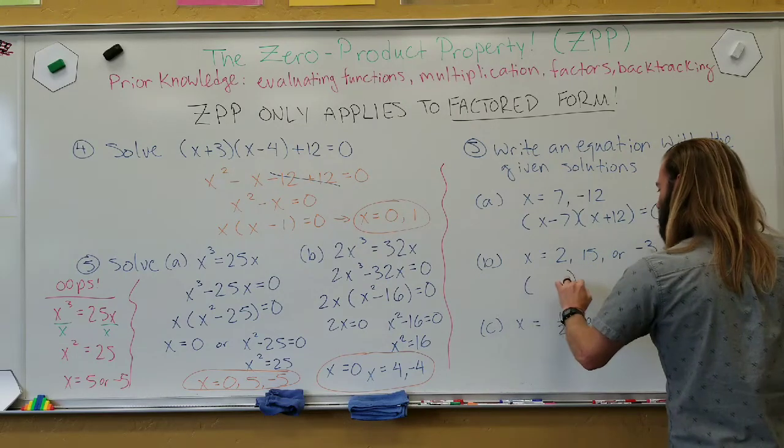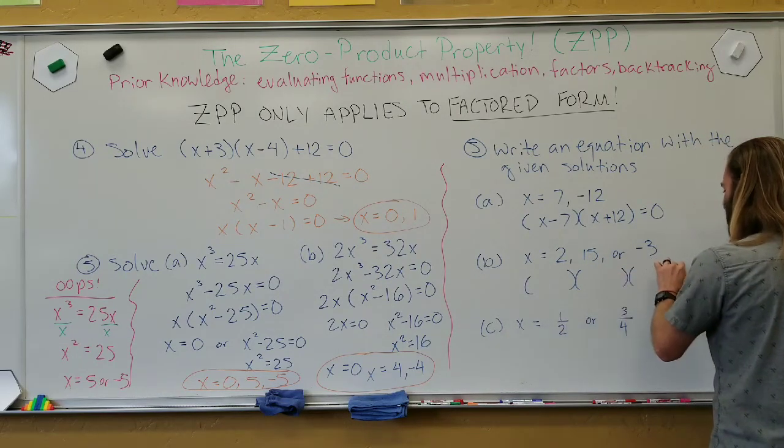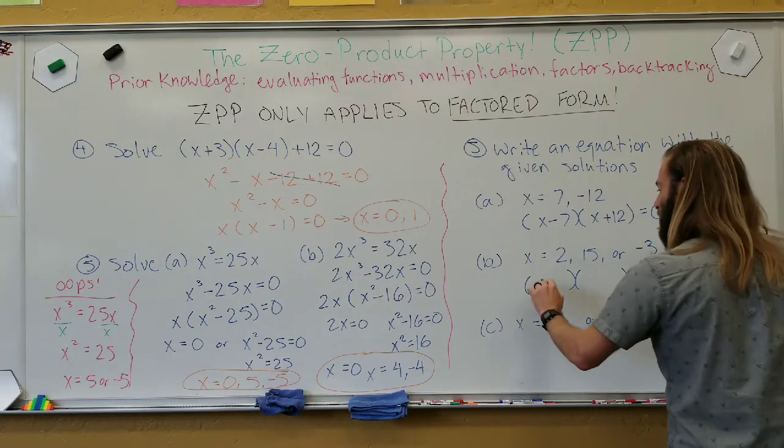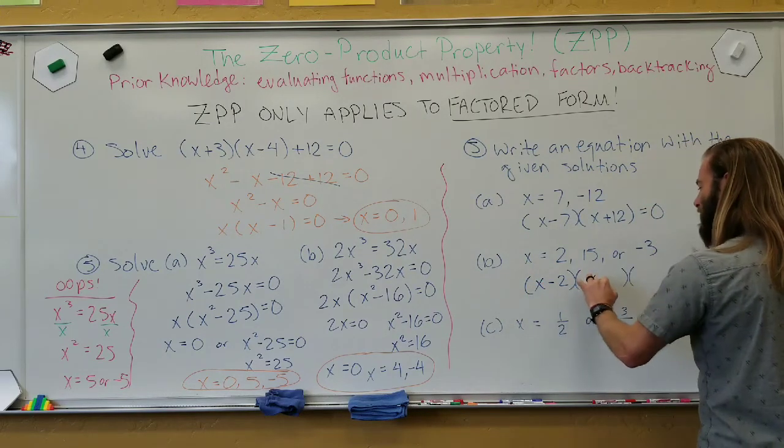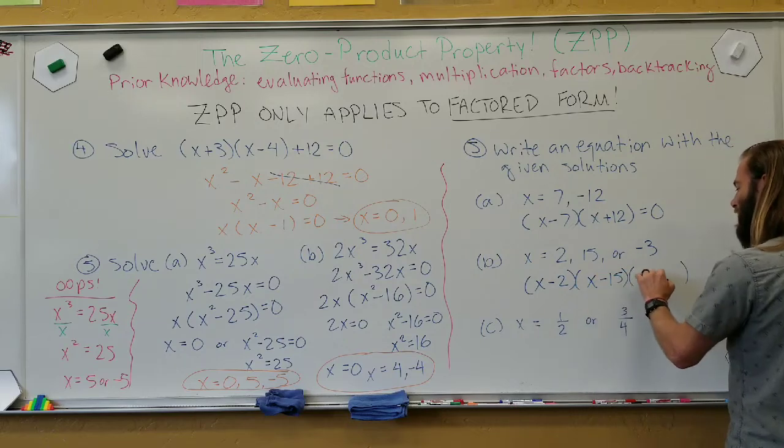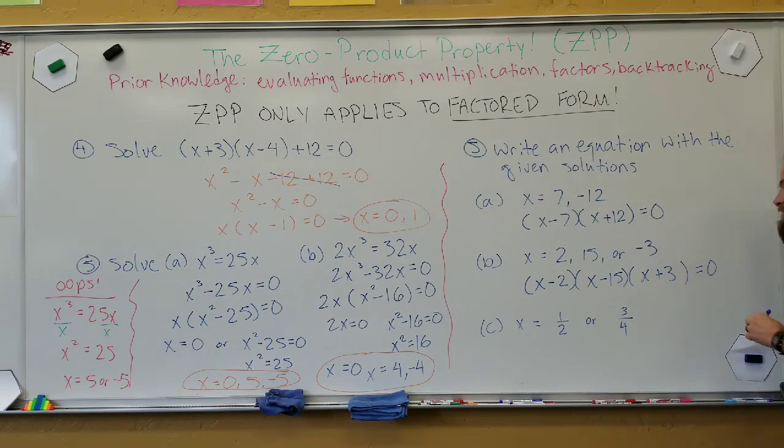Well, I have 3 here, so I know that it's possible to have 3 factors. Okay? And x equals 2, x minus 2 is the easiest one, x minus 15 for that one, and then x plus 3 equals 0. Does that make sense? Now, there's a couple things I want to mention.